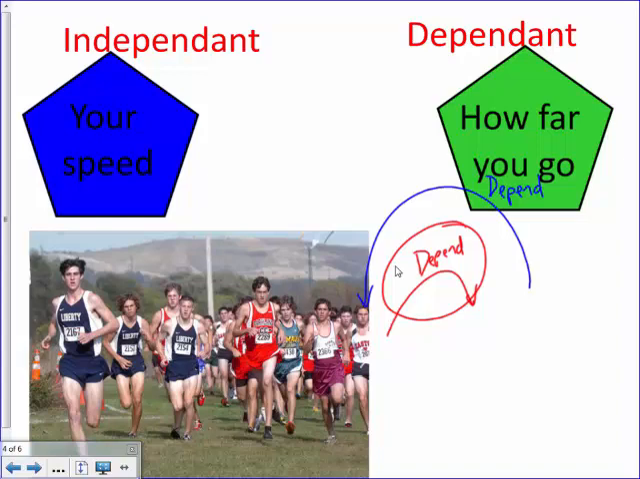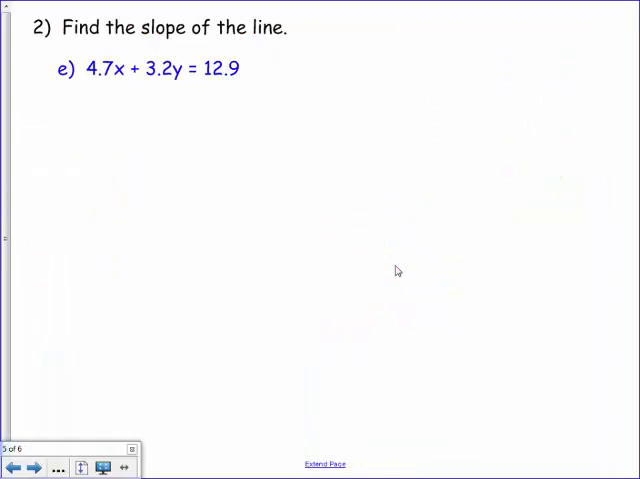So if I were to graph these, that means I would have my speed on the bottom on the x, because that's my domain, that's my independent, and I'd have my distance on the y. So just think, which one depends on the other? That's how you remember. How far you go is the dependent on your speed.